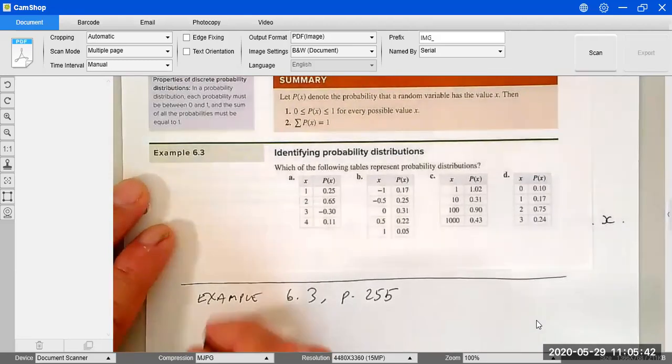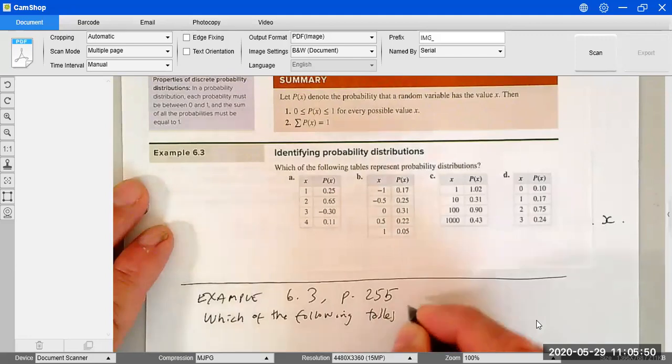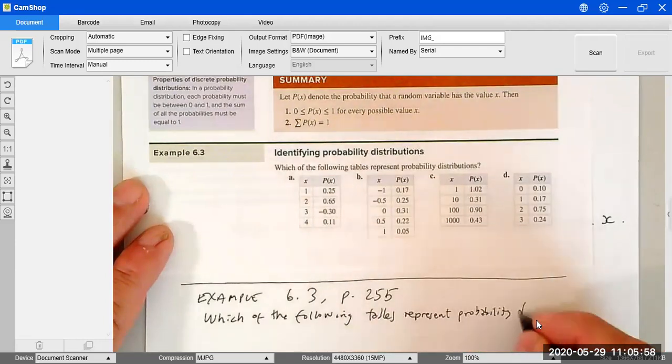So the question is, which of the following tables represent probability distributions? That's the question.